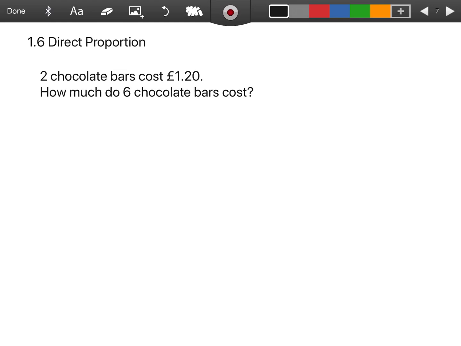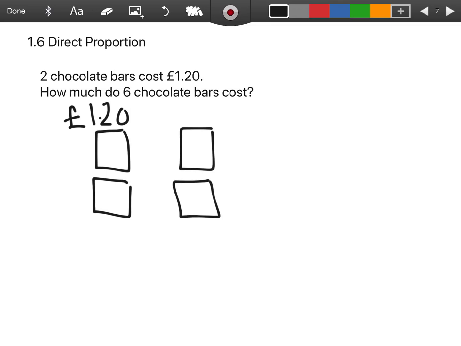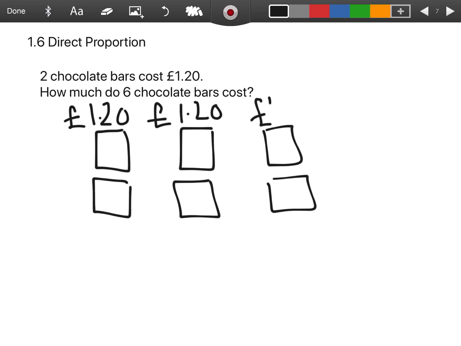how much do 6 chocolate bars cost if 2 chocolate bars cost £1.20? So, if I had 2 chocolate bars, £1.20, to get 6 chocolate bars, I'd need another 2 chocolate bars, and then another 2 chocolate bars. So I've got 3 lots of 2 chocolate bars.